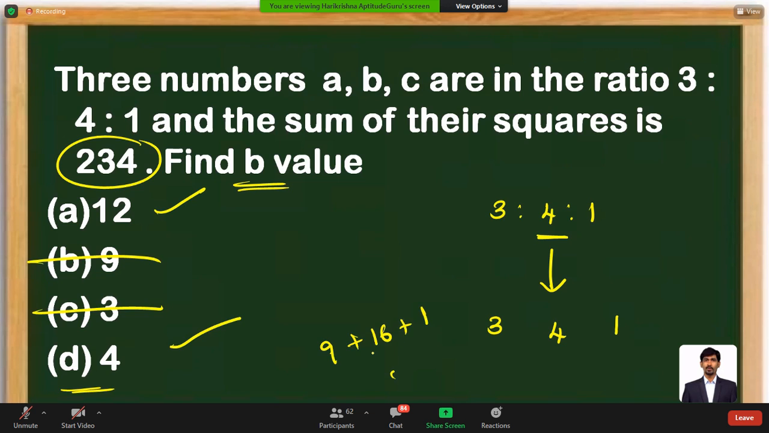What is the sum of these numbers? Sum of these numbers is 26. But they given it as 234. That means 4 is not a correct answer. Mark it as option A.